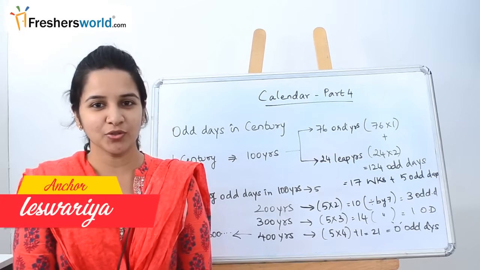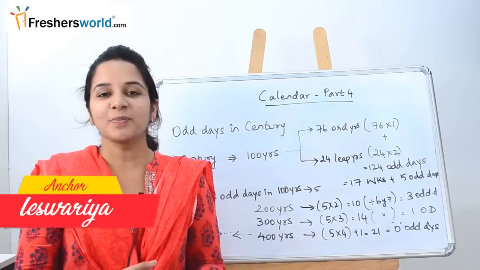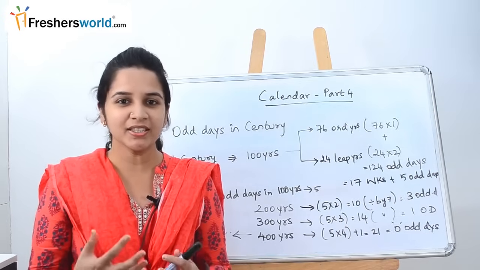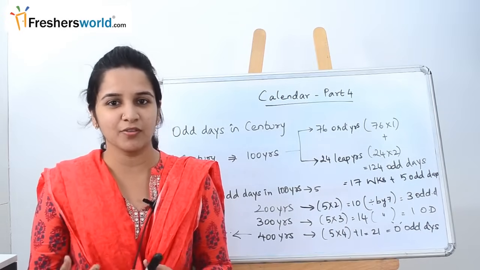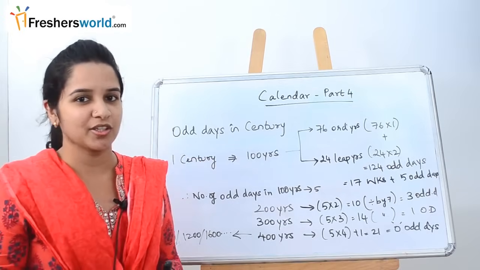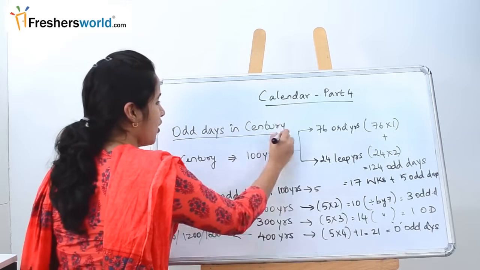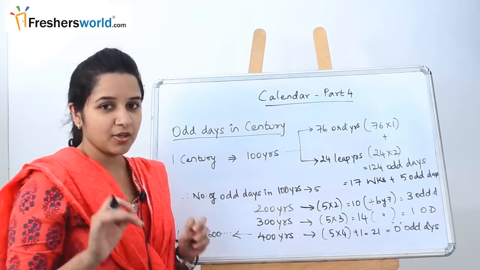The topic we are going to look at today is calendar part 4. In the previous parts of the calendar videos, we solved various sums. In this case, we'll be talking about the sums that fall under the topic of century. So let's understand this concept first. Let's talk about the odd days in a century. Let's take 1 century first.